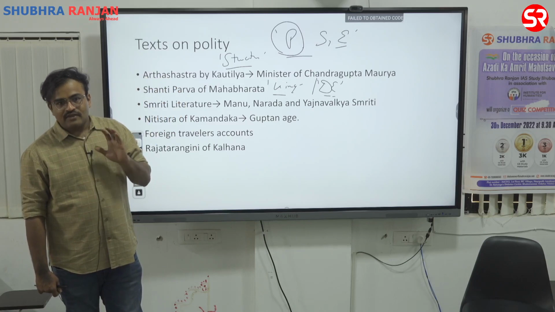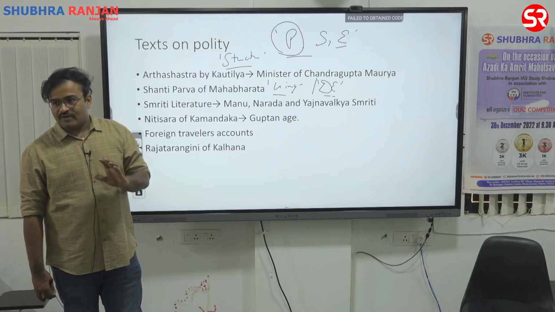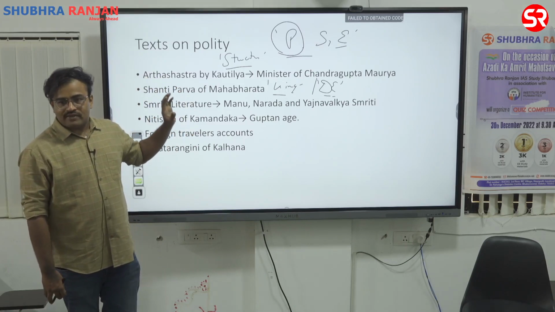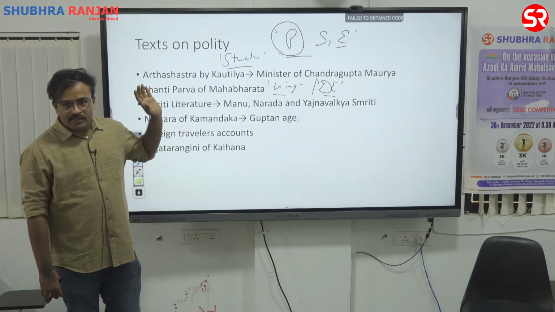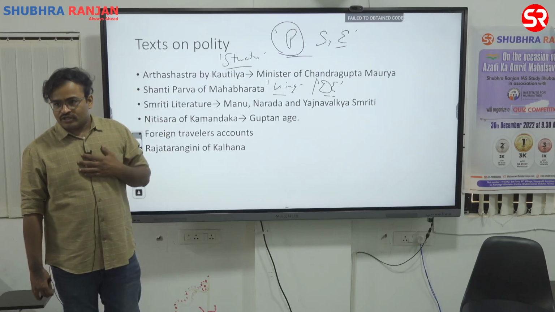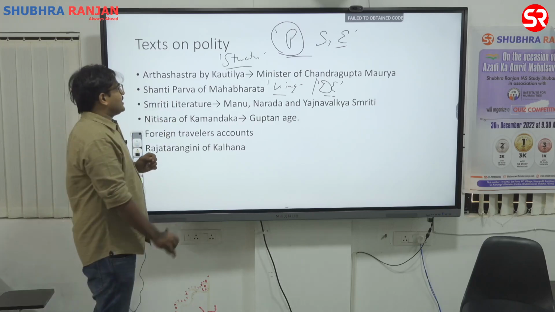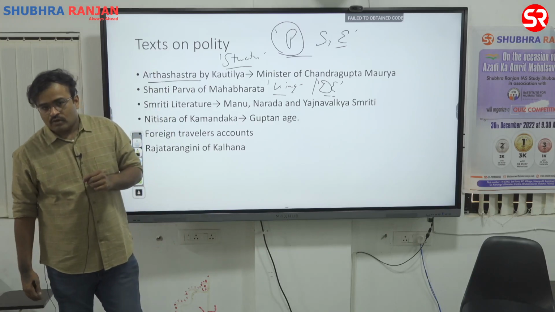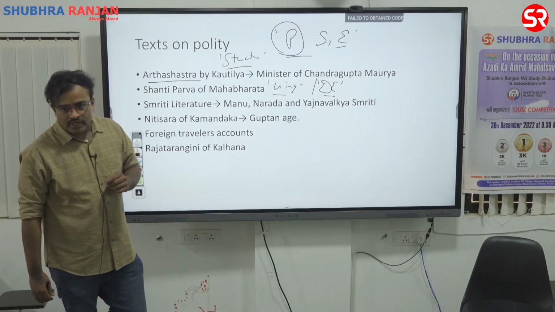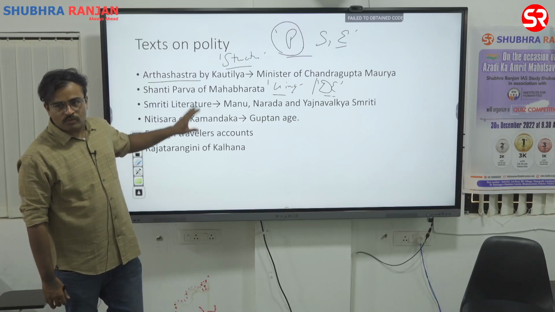Yes, that is in fact recorded in a book called Shanti Parva, which is part of Mahabharata, and it is the first text on administration and polity in India. Is it making sense? Then thereafter, the second text on administration and polity in India is known as Arthashastra, which is written by Kautilya. Kautilya is also known as Chanakya. So he is the person who wrote this book called Arthashastra.